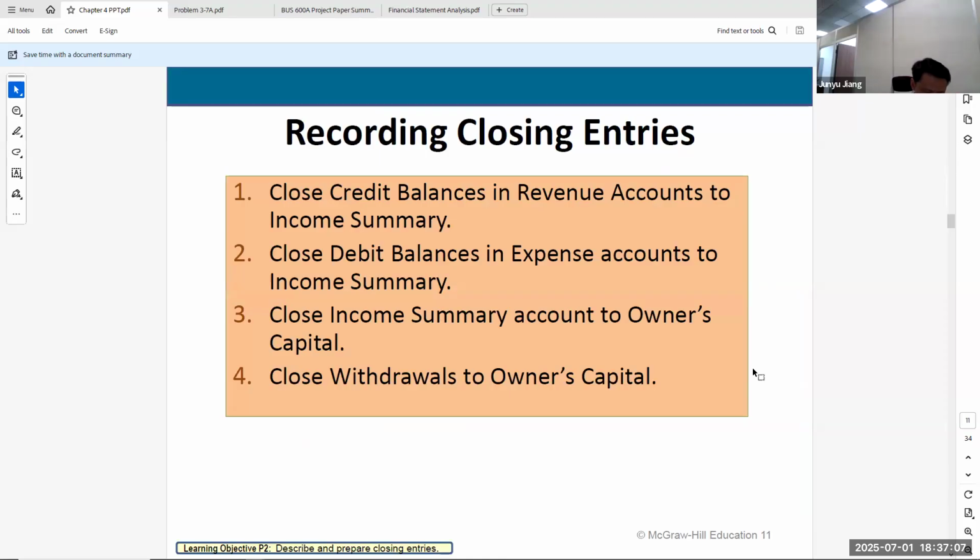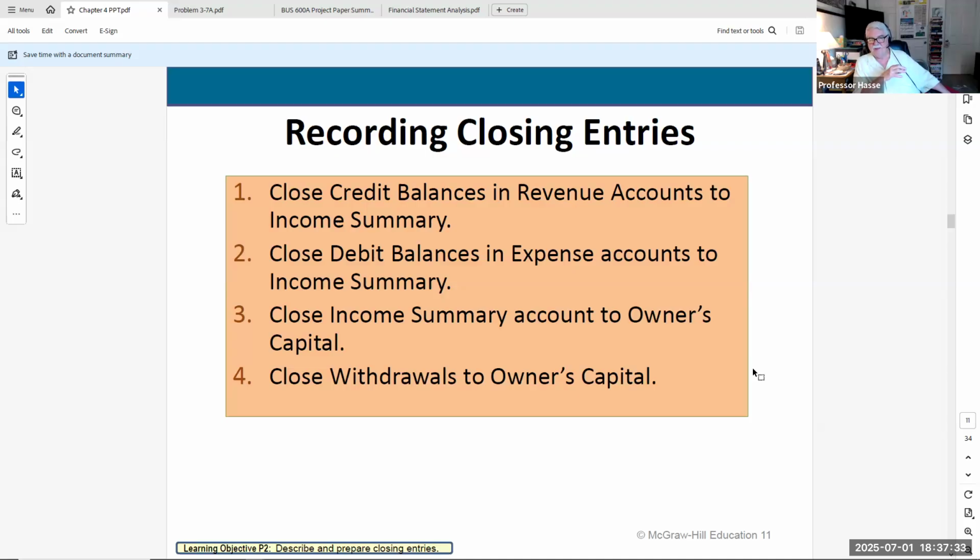As we've talked about before, closing entries are really quite simple. If there are credit balances in the revenue accounts, you debit them to close them. If there are debit balances in the expense accounts, you credit them to close them. Where does the offsetting debit and credit go? The temporary account called income summary.